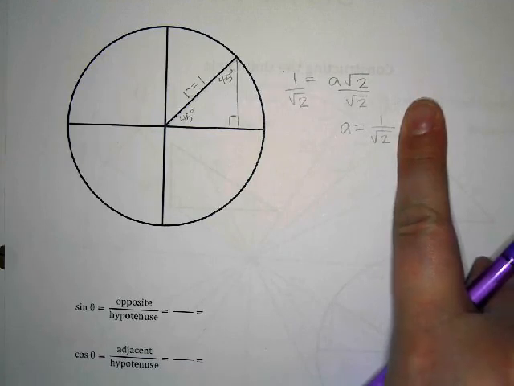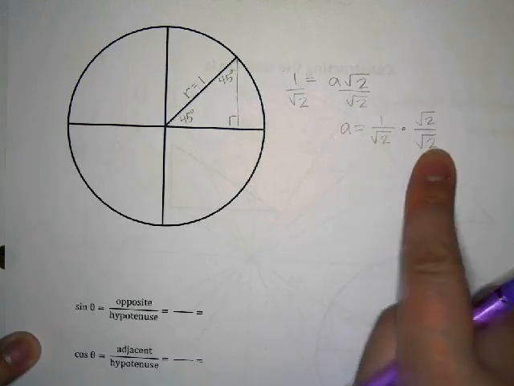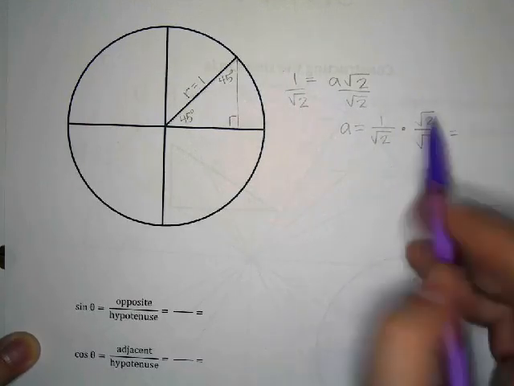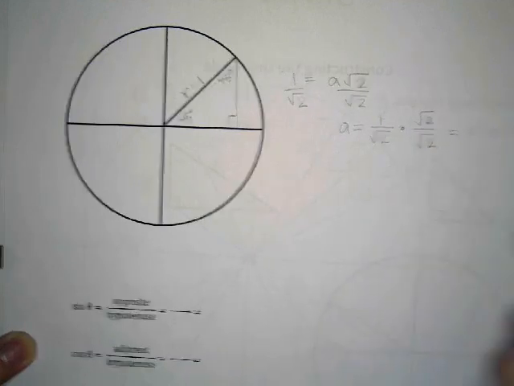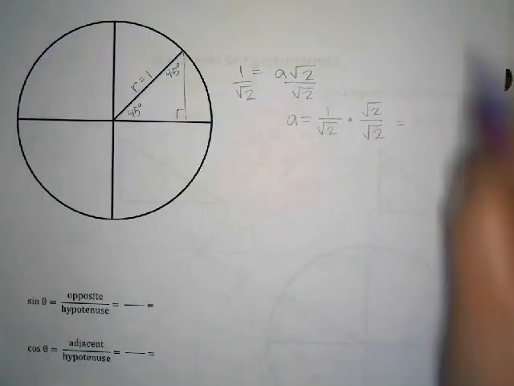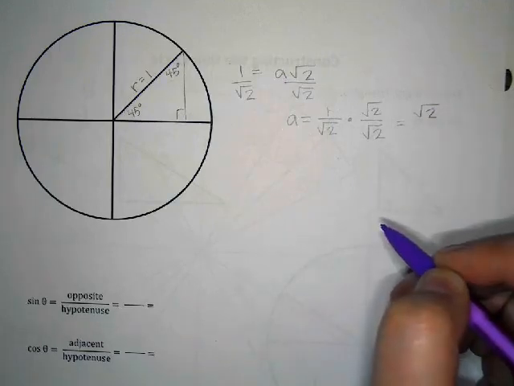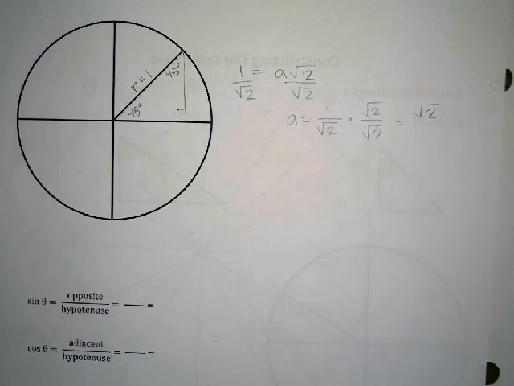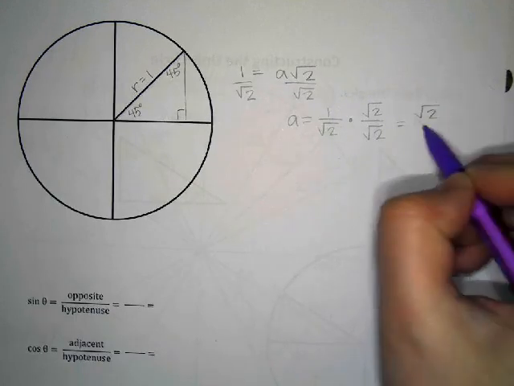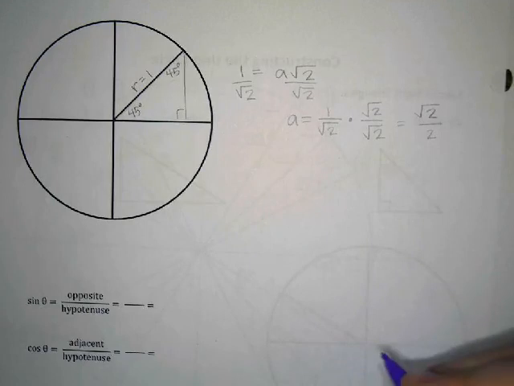Okay, so we're gonna go through and fix it. And if we multiply the two numbers on the top, what do we get? Root 2. And if we multiply the two numbers on the bottom, what do we get? We get 2, we get the square root of 4, which is 2. Okay, so we see that a is root 2 over 2.